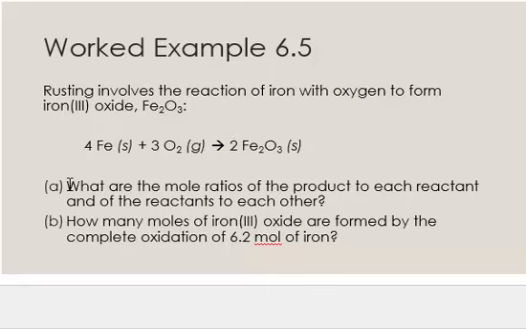Part A asks us what are the mole ratios of the products to each reactant and the reactants to each other. Part B asks how many moles of iron(III) oxide are formed from the complete oxidation of 6.2 moles of iron. We'll look at Part A in more detail in another video. Since Part B is mole-to-mole stoichiometry, let's start with it.